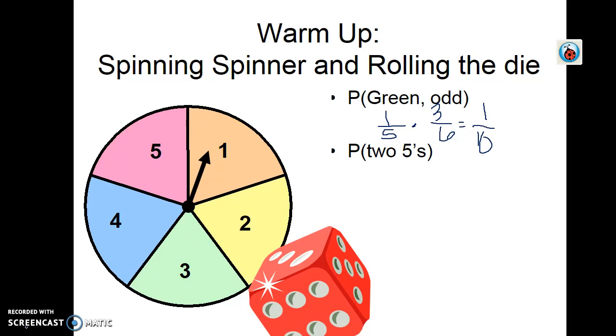What's the probability of getting 2 5s? Well, since there's a 1 in 5 chance of getting 5 on the spinner and a 1 in 6 chance of getting 5 on the die, they have to multiply them. 1/5 times 1/6 is 1/30.